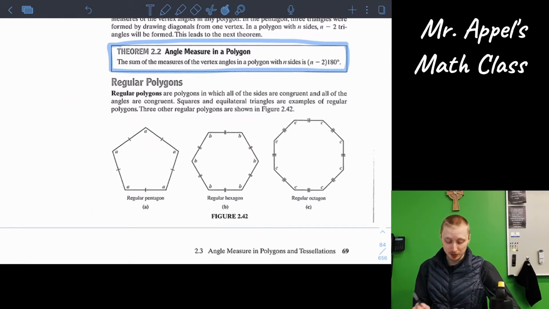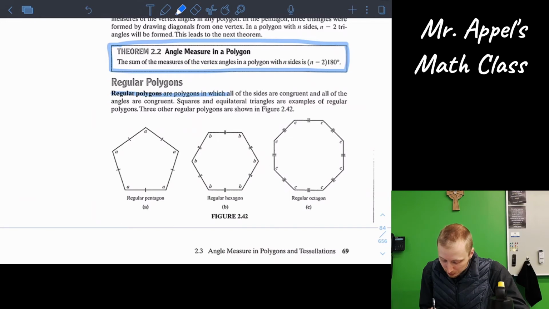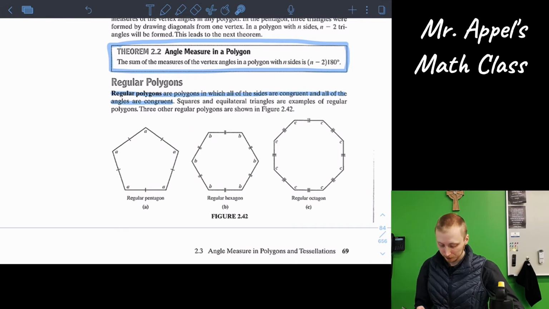Okay, so let's look at now some regular polygons. What are regular polygons? They have more fiber in their diet. Regular polygons are polygons in which all of the sides are congruent and all of the angles are congruent. So squares and equilateral triangles are examples of regular polygons. 3 other regular polygons are shown in 242. Here they are, the regular pentagon. So they have marked all 5 sides the same, all 5 angles the same, regular hexagon, regular octagon. For some reason we always skip the heptagon. So sad.